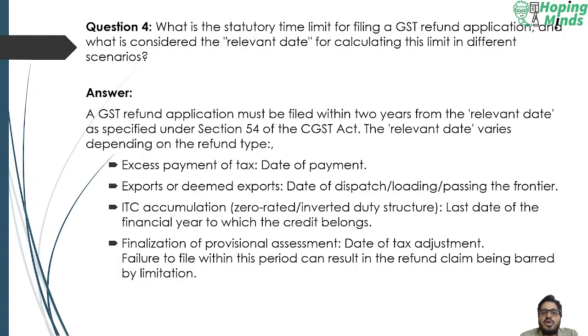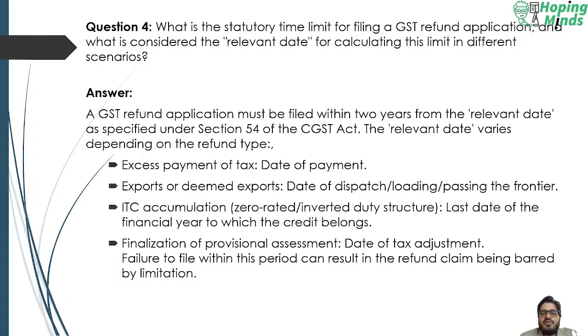In case of export or deemed export, in such a case, the relevant date will be the date of dispatch or loading or passing the frontier. Then ITC accumulation, that is in case of zero rated supplies or inverted duty structure, the relevant date is the last date of the financial year to which the credit belongs, that is 31st March of the relevant financial year.